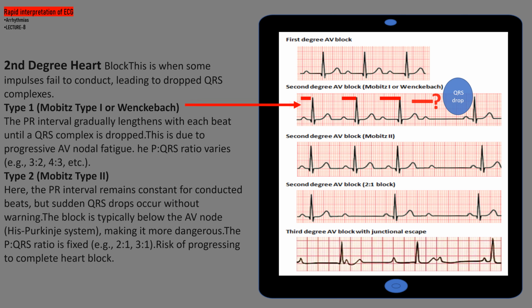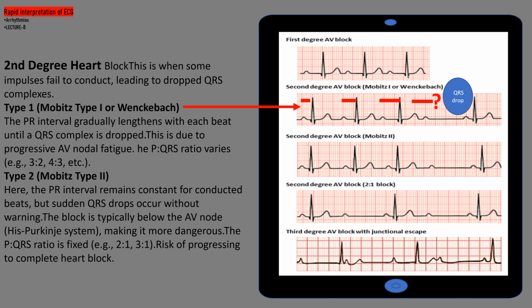Second-degree heart block. In this condition, some electrical impulses fail to conduct, causing missing QRS complexes. There are two types. Type 1, also called Mobitz type 1 or Wenckebach. The PR interval gradually increases with each heartbeat until an impulse fails to conduct, leading to a dropped QRS complex. This occurs because the AV node becomes fatigued and eventually fails to transmit the impulse.